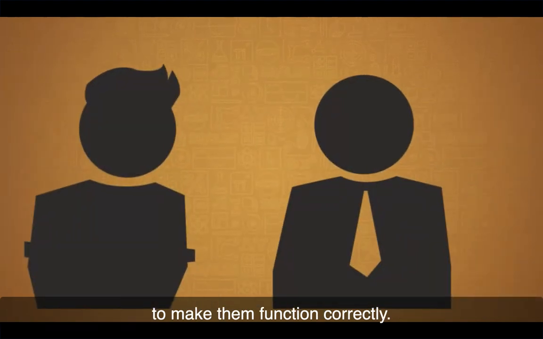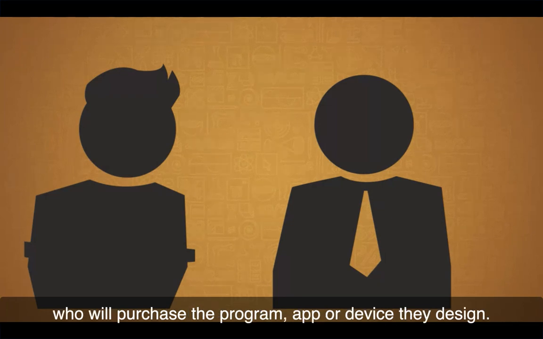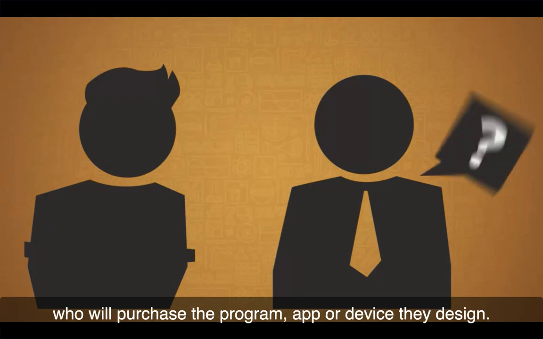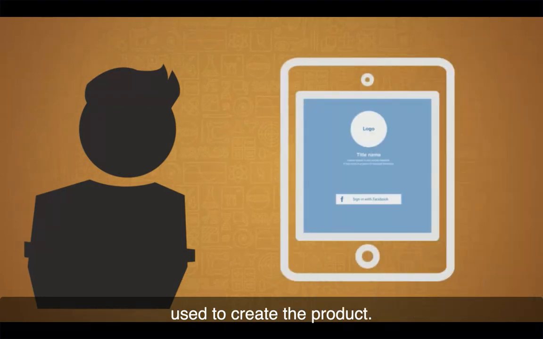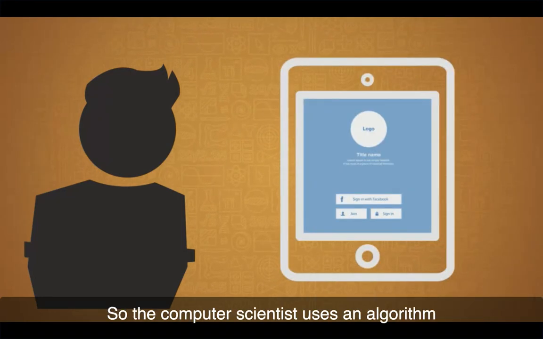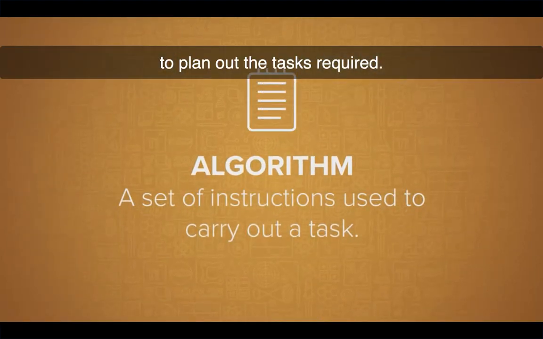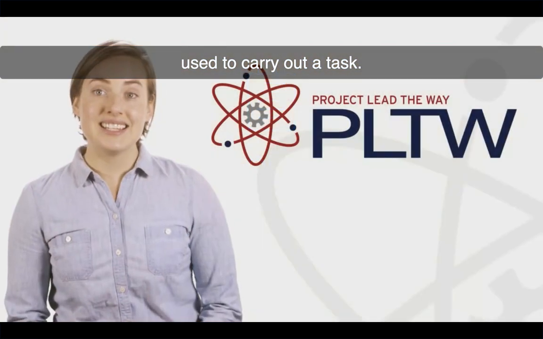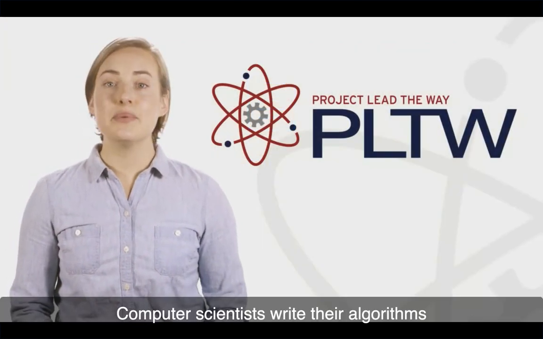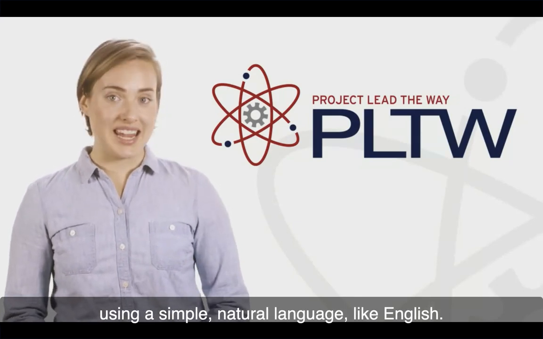Computer scientists work with customers or clients who will purchase the program, app, or device they design. Often the client is not familiar with the computer software used to create the product, so the computer scientist uses an algorithm to plan out the tasks required. An algorithm is a set of instructions used to carry out a task. Computer scientists write their algorithms using a simple natural language like English, so it's easier for their clients to understand.